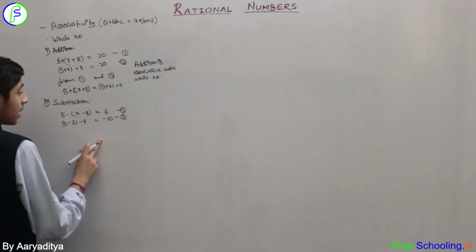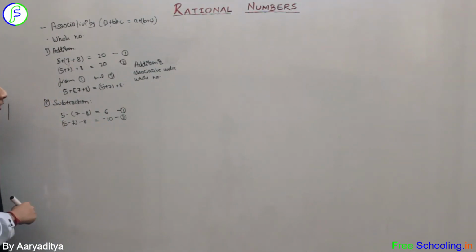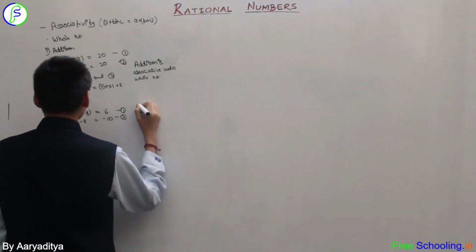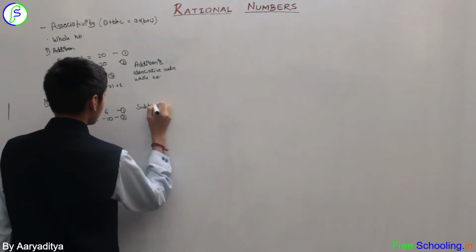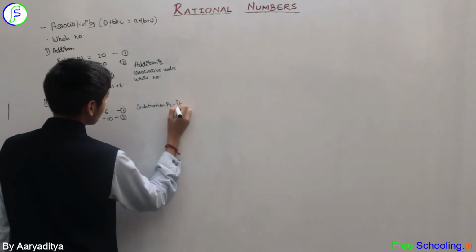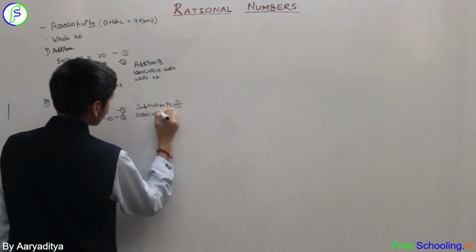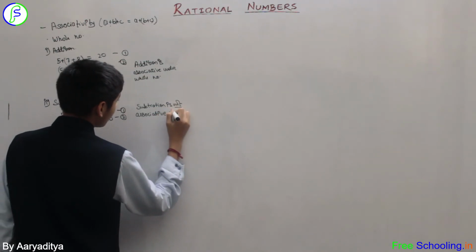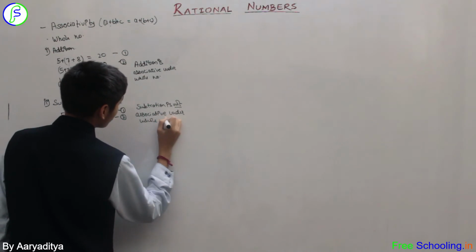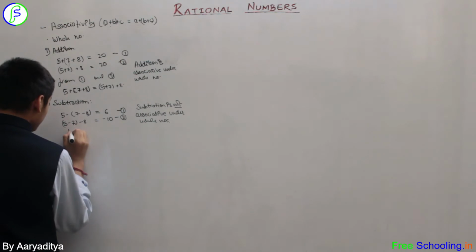As you can see, 6 is not equal to minus 10, so it is not satisfying the statement of associative, so we will be writing subtraction is not associative under whole numbers. Similarly, let me just write it out from 1 and 2.